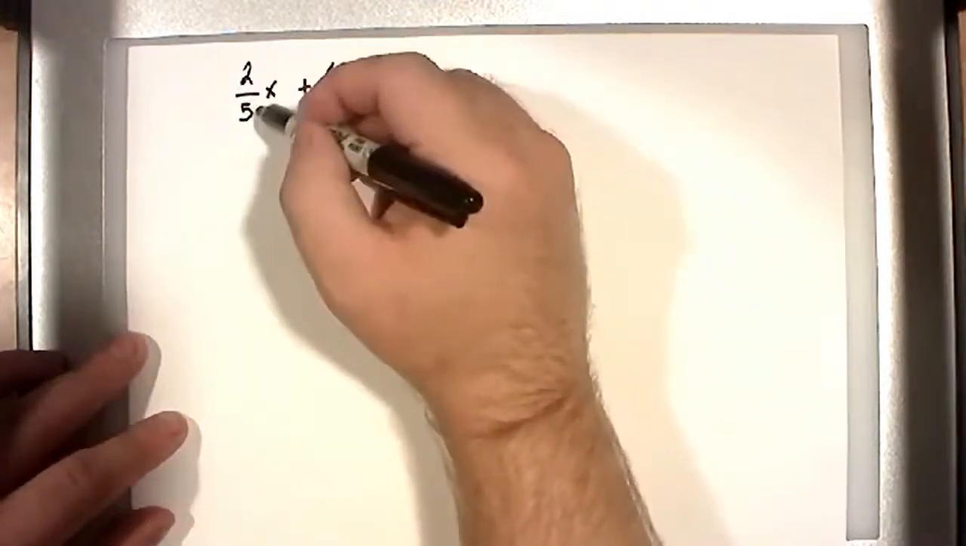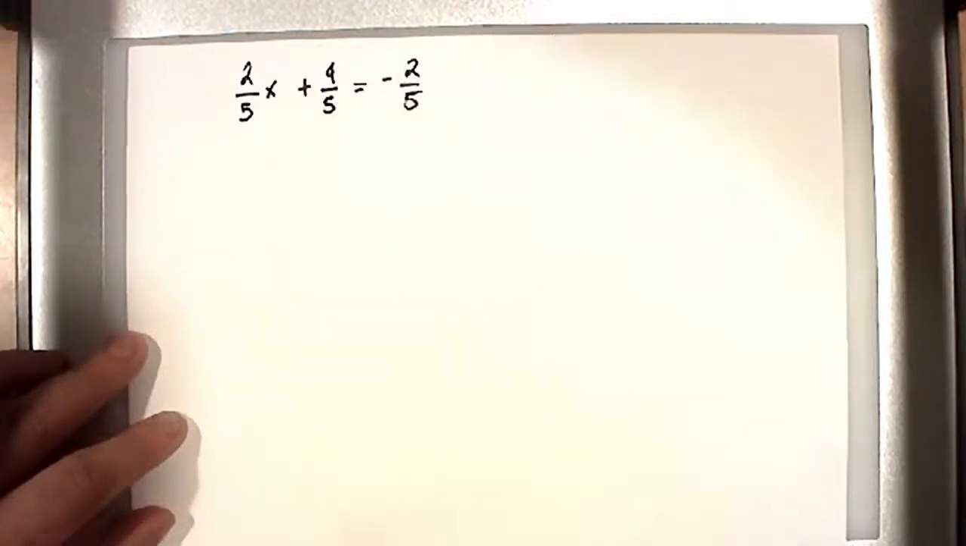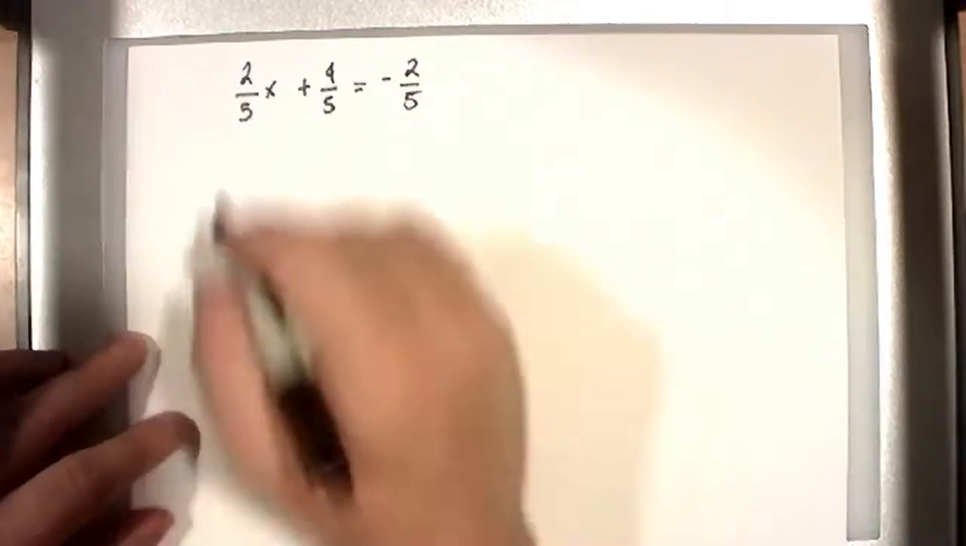Isn't that 2 divided by 5 and 4 divided by 5 and negative 2 divided by 5? Well, how do we get rid of division? With multiplication, yeah? So let's multiply.